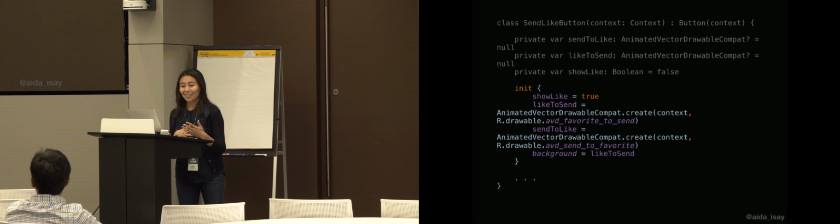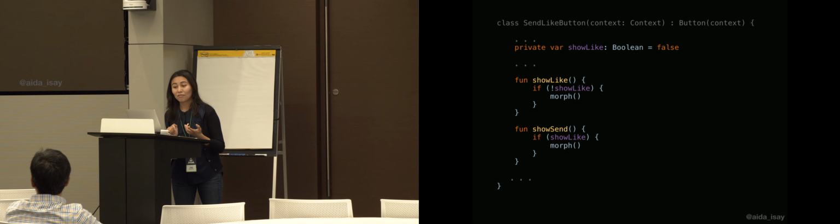Later, when you look at the design, you will see the same functionality has been used in other screens, so you would end up making a custom view. Initialize it with some cool animations and have a variable that tracks if the post is liked or not, if the red heart is shown or not. Then you would have two public methods, like show like and show send, to display the status of the button by checking the value of show like.